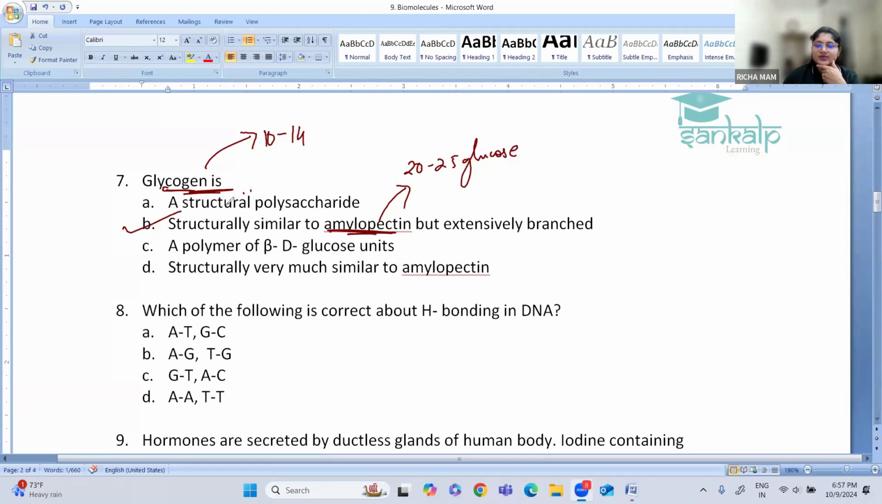So what is glycogen? As we know, it is the animal starch. When you see amylopectin and glycogen, they have similar structure. But amylopectin has a larger structure, made up of 20 to 25 glucose units, and glycogen is made up of 10 to 14 units of glucose. But glycogen is highly branched; branching is more in glycogen. So option number B is the answer. Let us go for the next one.